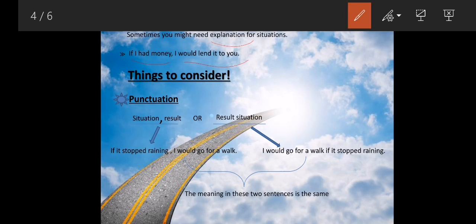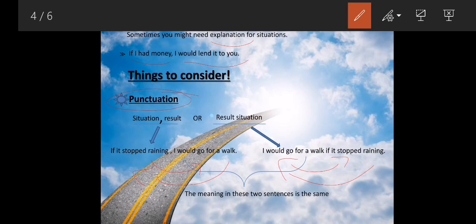Okay? There are a few things to consider here, guys. I have some extra tips to understand the second conditional, or unreal conditional, better, and to help you use it accurately. The first one is punctuation. You can change the order of the clauses.